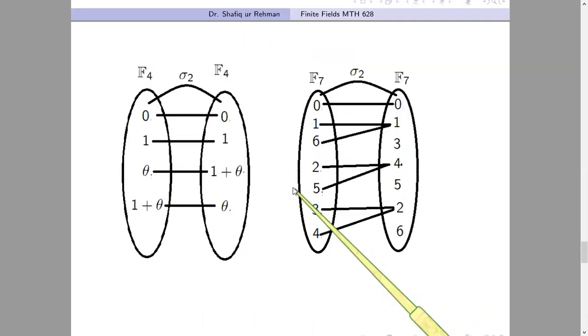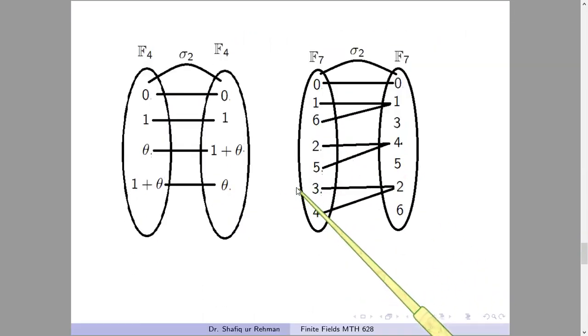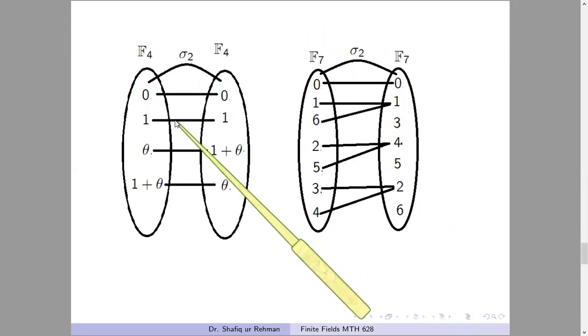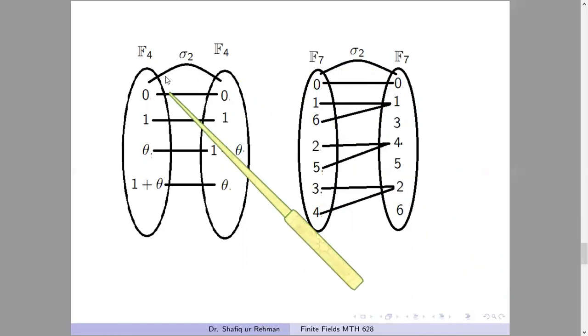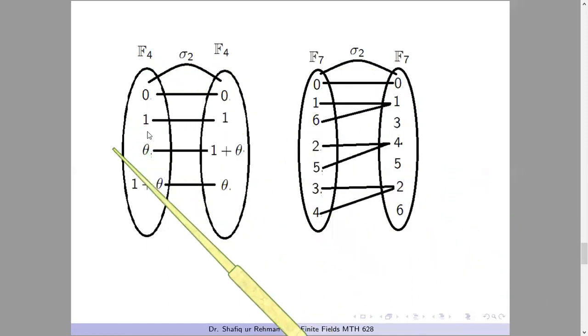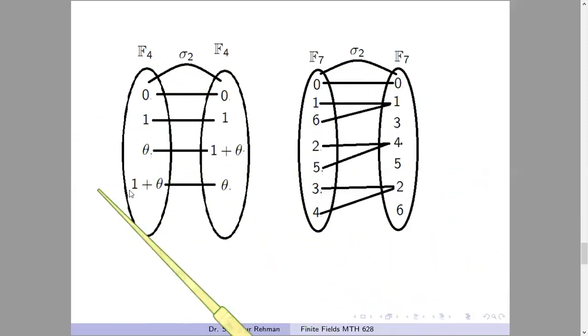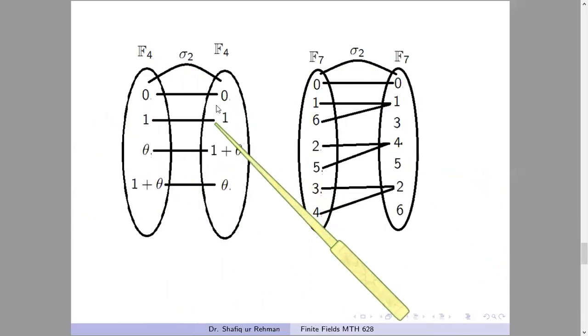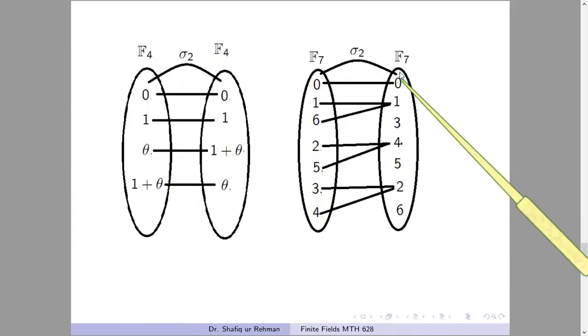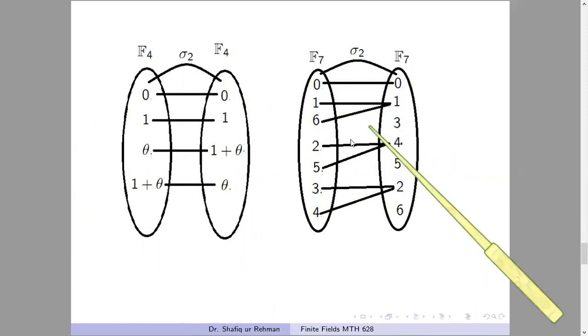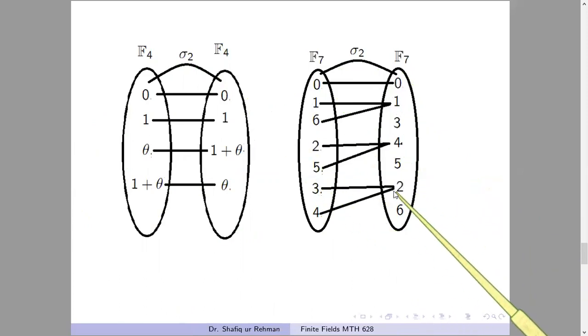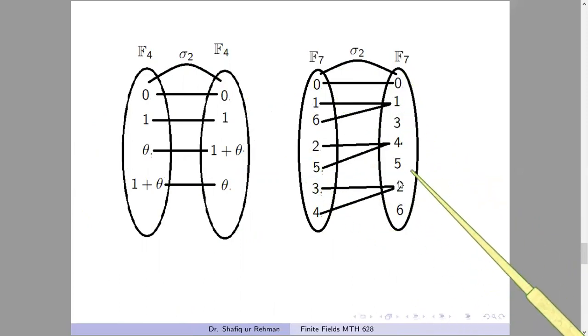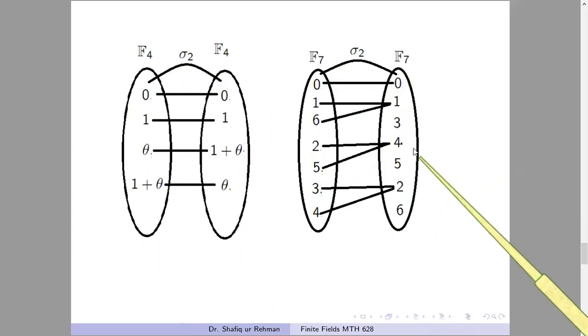This is just an example to compare the difference between a field of characteristic 2 and a field of characteristic different from 2. In a field of characteristic 2, the squaring map is bijective. That means the squared set is equal to the group, but here in this case, if you take the square of the elements, you get three different answers. So the squared set is a subgroup of index 2. The remaining elements are non-squares.